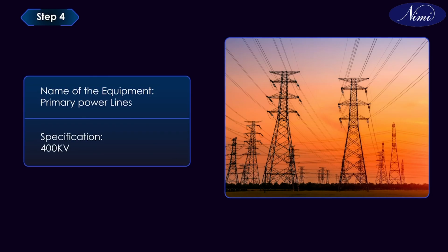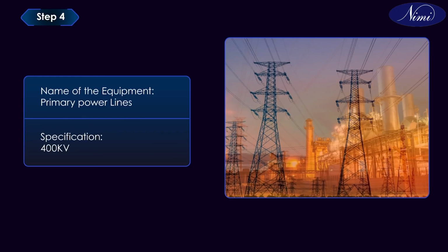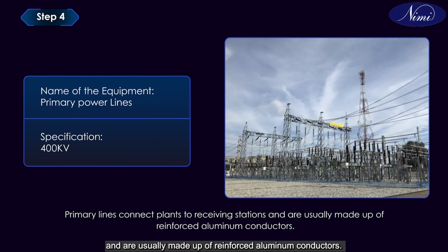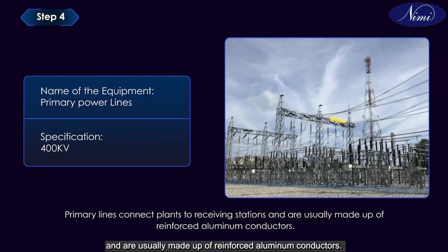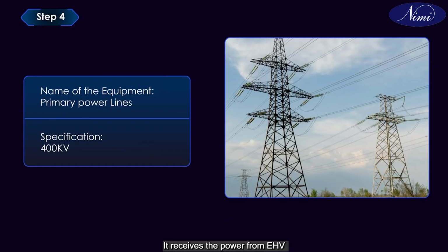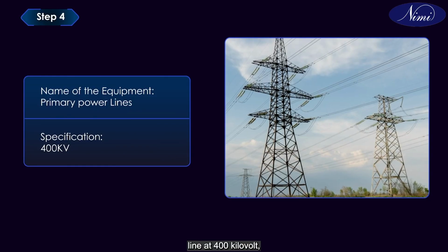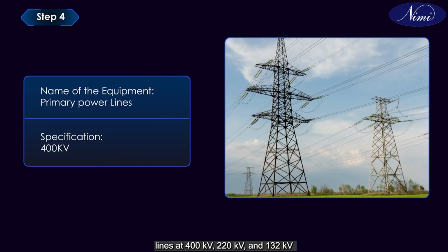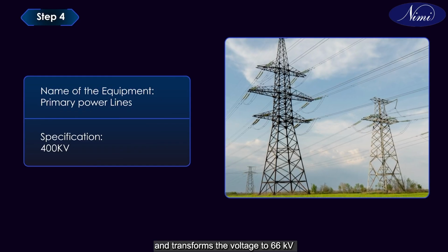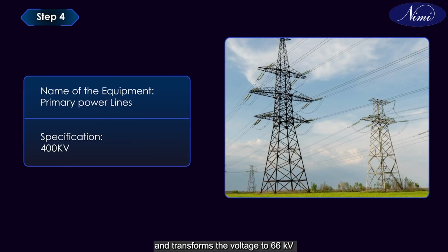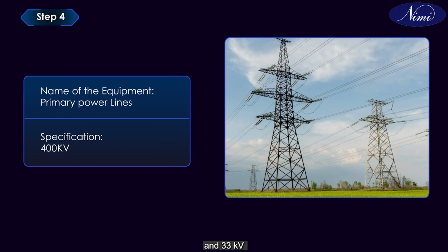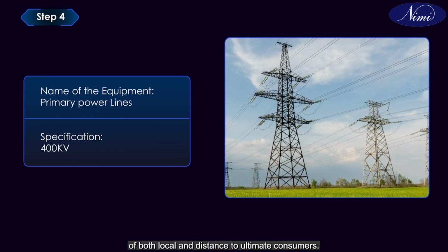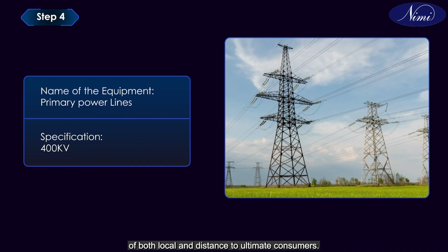Primary power lines, 400 kilovolt. Primary lines connect plants to receiving stations and are usually made up of reinforced aluminium conductors. It receives the power from EHV lines at 400 kilovolt, 220 kilovolt and 132 kilovolt and transforms the voltage to 66 kilovolt and 33 kilovolt to suit the local requirements in respect of both local and distant ultimate consumers.